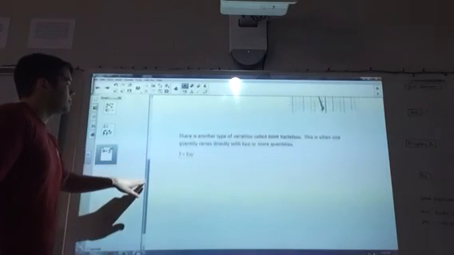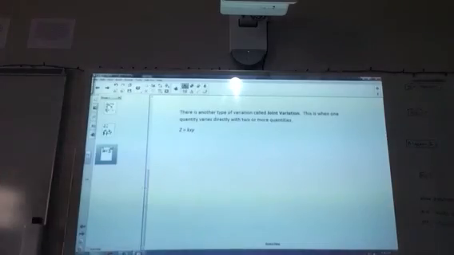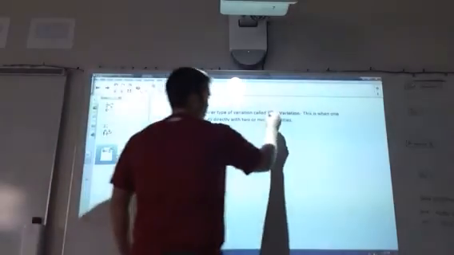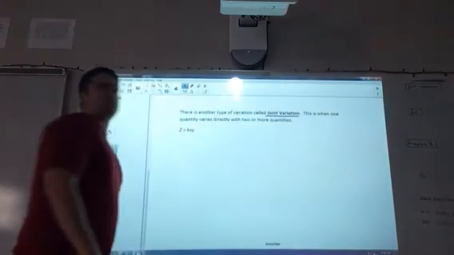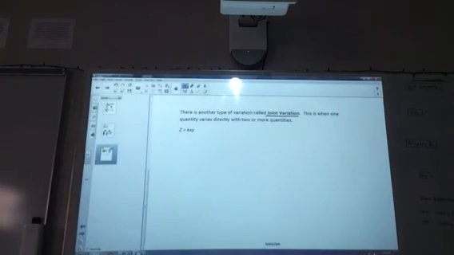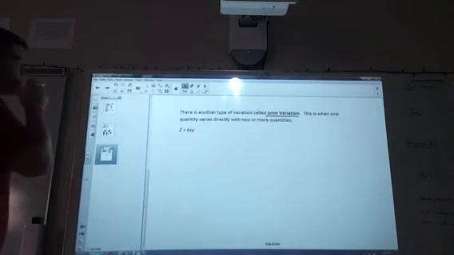Last thing, there is another type of variation called joint variation. Go ahead and underline that, highlight that, box it in, whatever. That's just a key term you're going to see pop up a little bit. I'm not going to talk too much about that today, but just know this. This is when one quantity varies directly with 2 or more quantities.